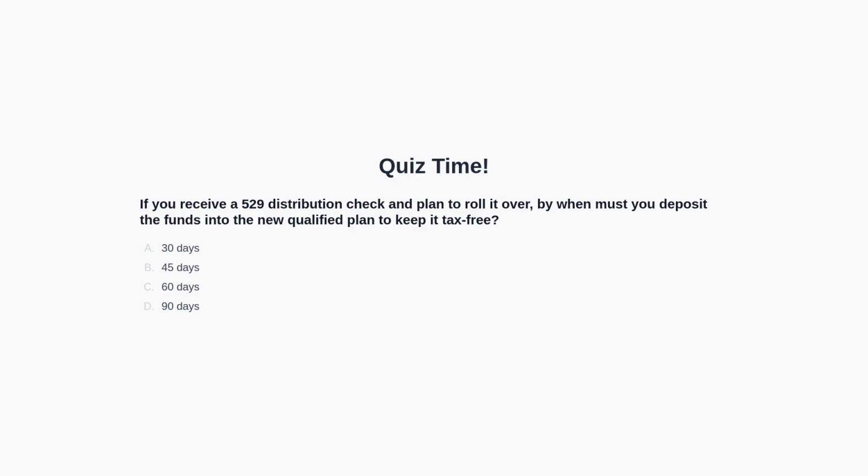Quiz time. Question: if you receive a 529 distribution check and plan to roll it over, by when must you deposit the funds into the new qualified plan to keep it tax-free? The options are 30 days, 45 days, 60 days, or 90 days. You may pause the video now to think about the answer. We will discuss the answer in the next section of the video.